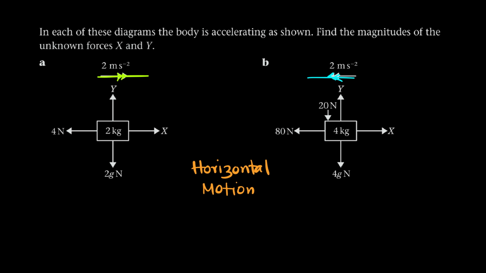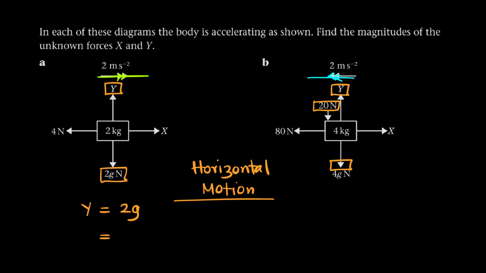That means let's first deal with the other forces such as y and 2g. And in the other diagram, we have y, we have 20 Newton, and we have 4g. So let's first deal with it. When we talk about y, that's the upward force, and 2g is the downward force. So the value of y is 2g because it's not in the direction of motion. The value of g is 10. So 2 multiplied by 10 comes out to be 20 Newton. That is the value of y.